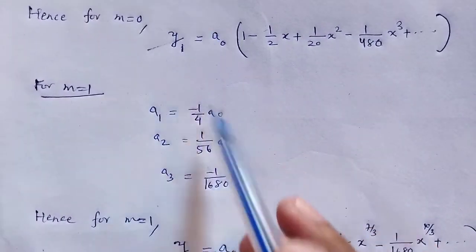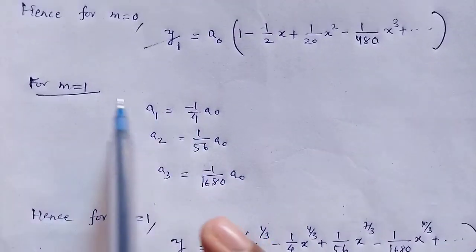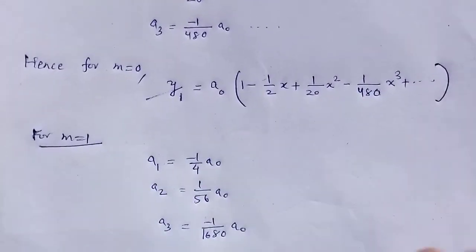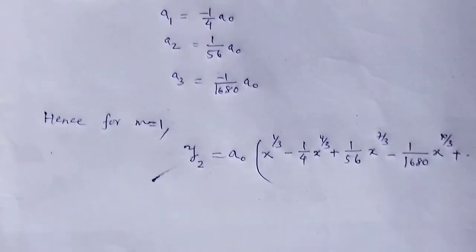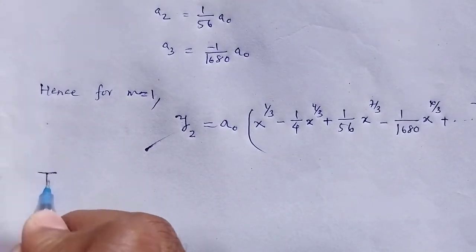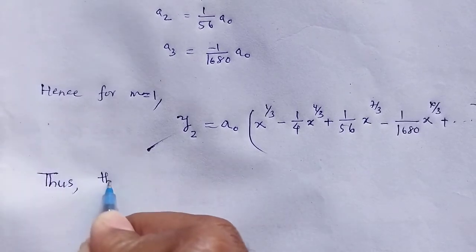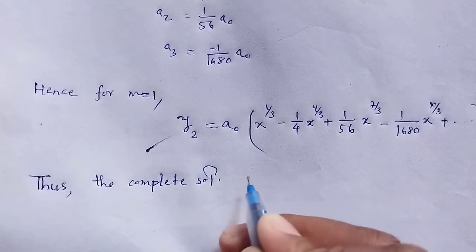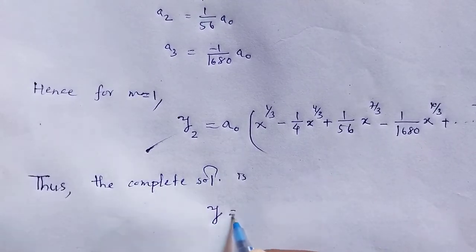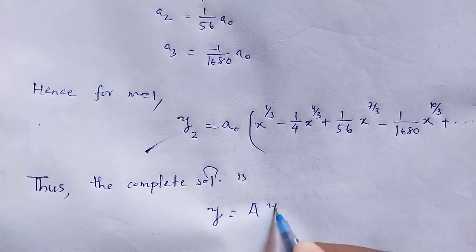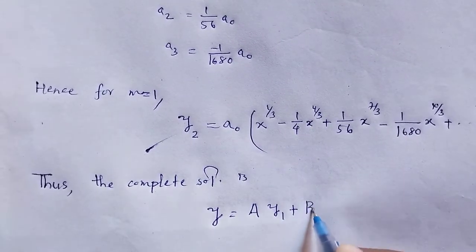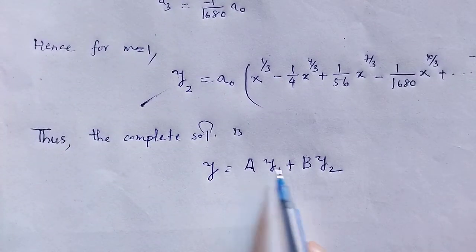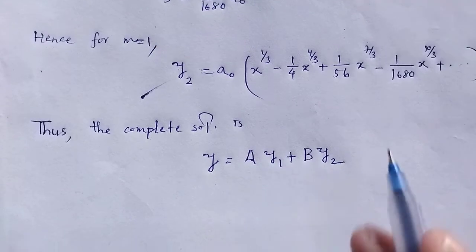Now we get y1 and y2 by putting the respective values of the coefficients like a1, a2, a3 and so on. Thus the complete solution is y is equal to a y1 plus b y2. Here a and b are arbitrary constants.